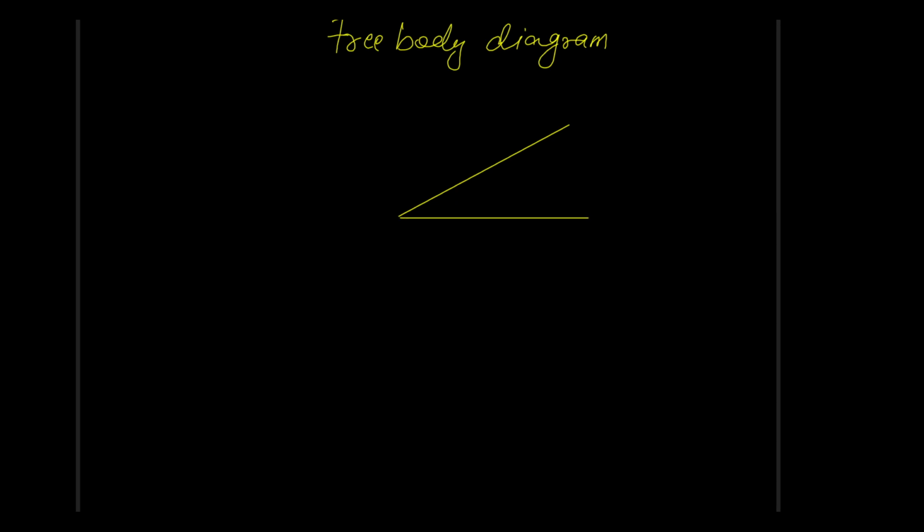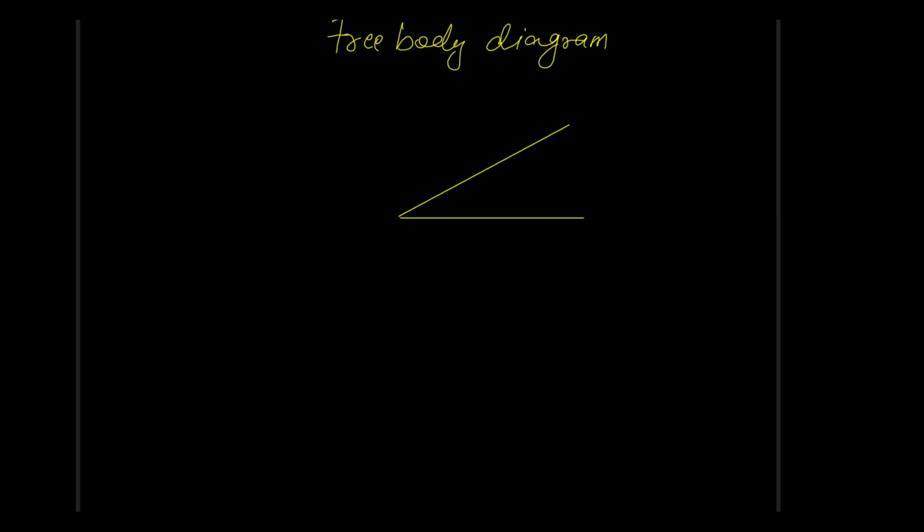So, let's continue the discussion on this free body diagram. I hope you have watched the first part of this free body diagram, because today we are going to solve the problem in which the mass is kept on the inclined plane. So I request you all to first see that video if you haven't seen it, so that you can understand this easily. So first of all, let me make the inclined plane.